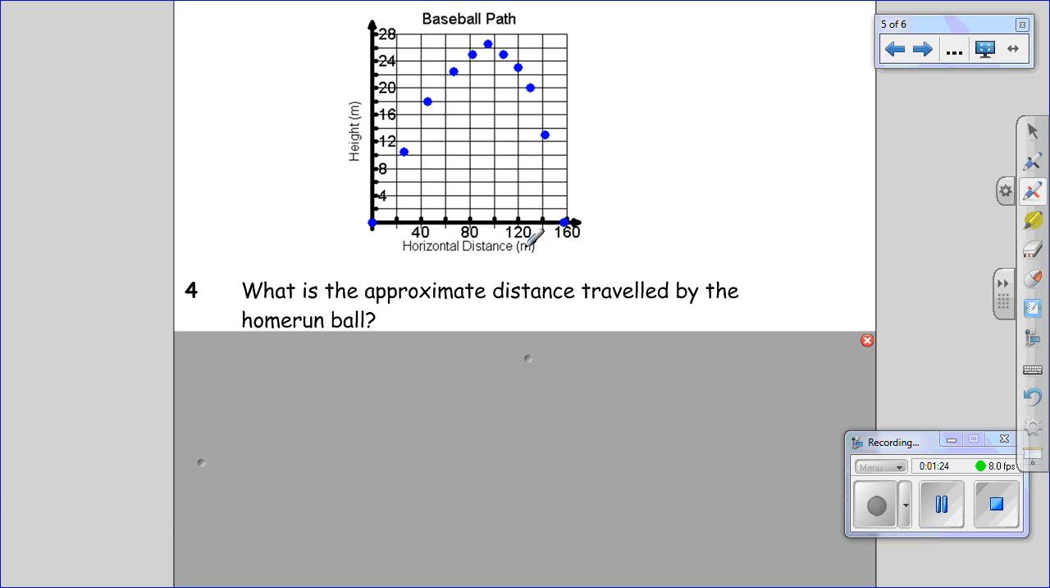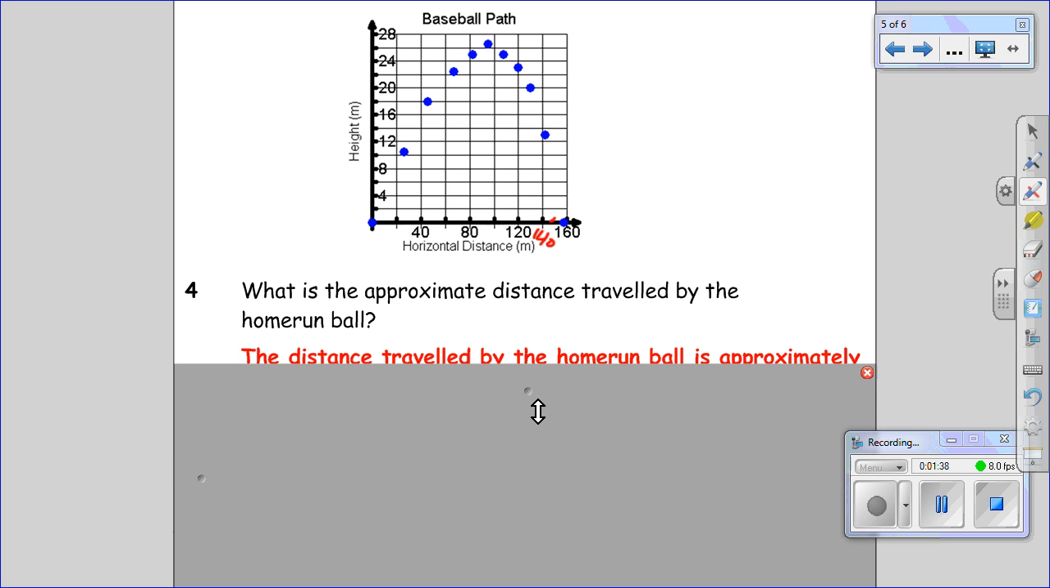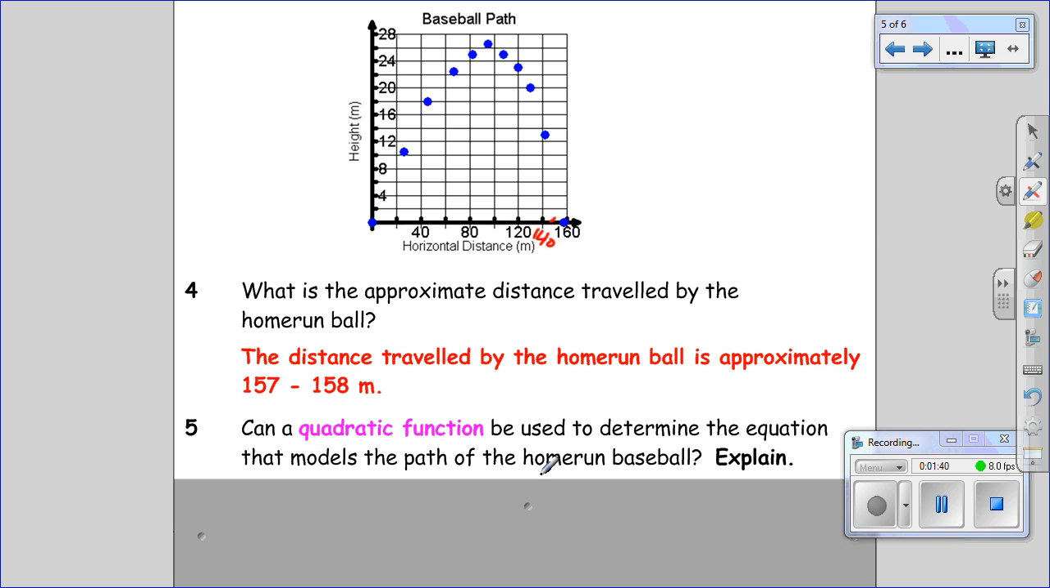For the distance traveled by the home run ball, each horizontal box across the bottom is worth 20 meters. So this is actually 140 right here. Halfway is 150. That's pretty close to 160, so I would guess 157 to 158.